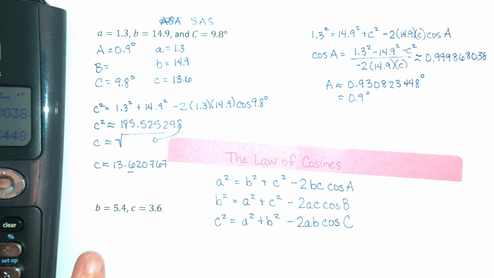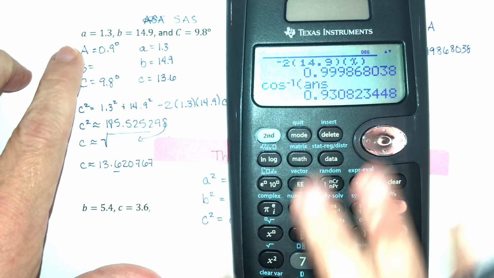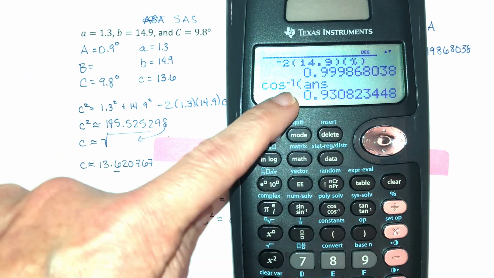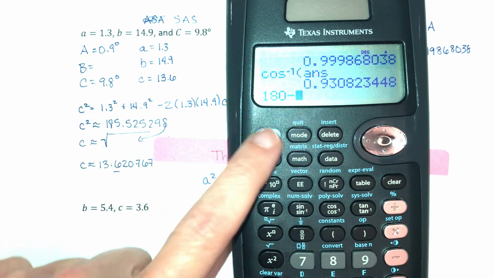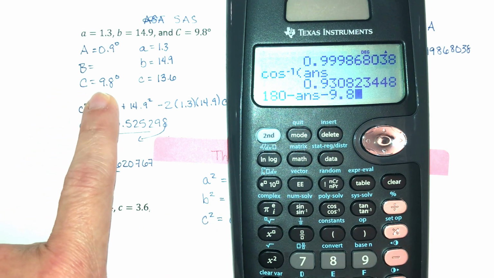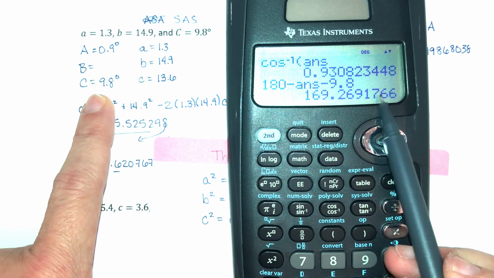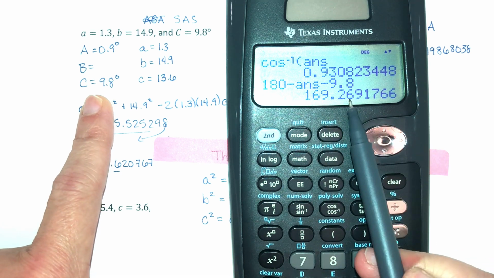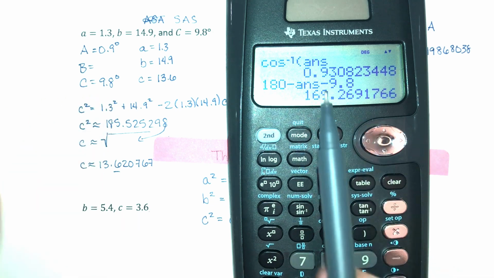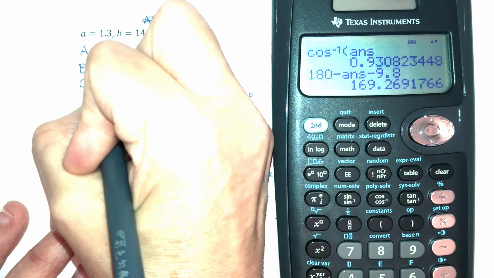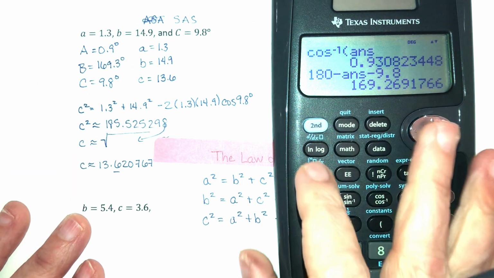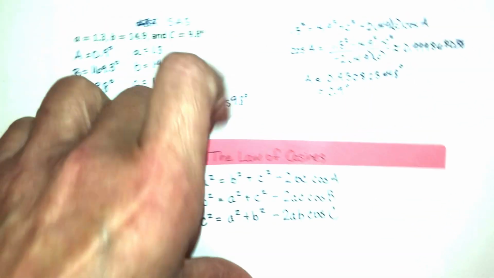Okay, now to find angle B, I'm going to take 180 and subtract these two, and I'm going to use this here. So 180 minus that answer, minus 9.8, and I get approximately this, which we're supposed to round to the nearest tenth. So this is going to be 169.3 degrees.